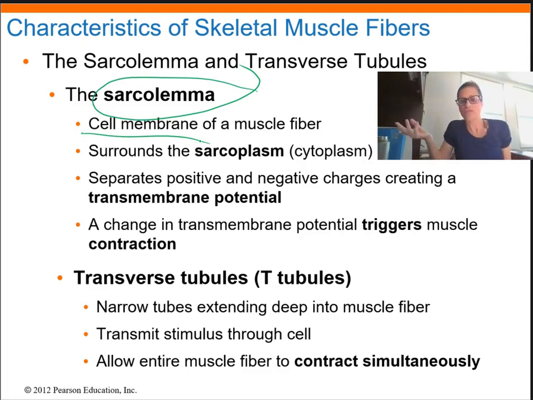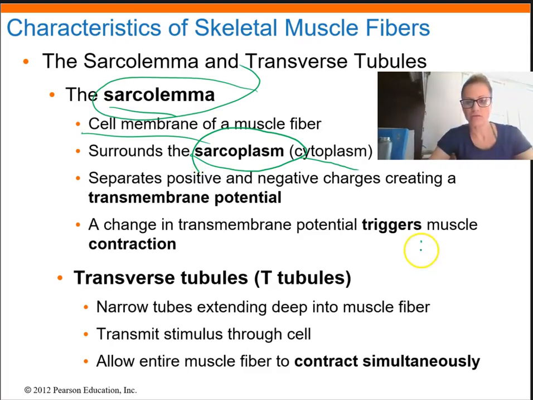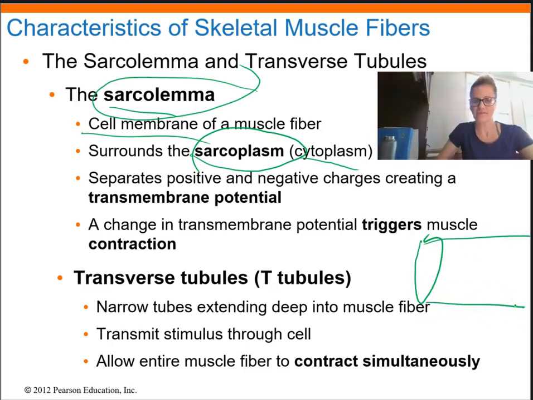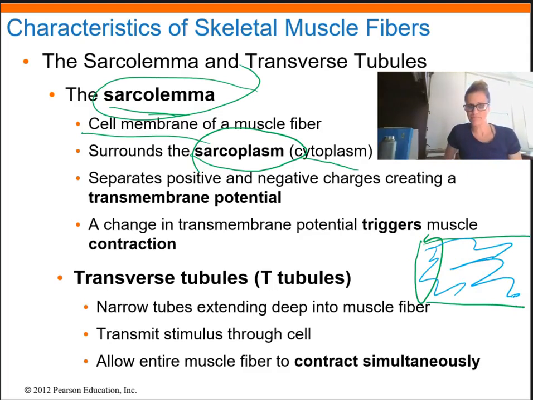All right, so the sarcolemma is just the cell membrane of a muscle fiber. So any other cell, we would say plasma membrane or cell membrane. But in a muscle fiber, just to be specific, we call it the sarcolemma. The cytoplasm, the stuff on the inside of the muscle fiber, is called the sarcoplasm. So we have a sarcolemma around the outside, and then everything inside, all of this stuff inside the muscle fiber, is the sarcoplasm.